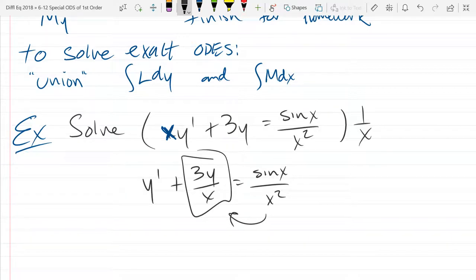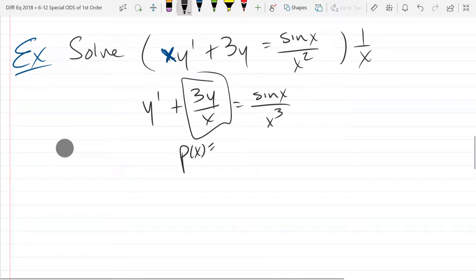Oh, X cubed. Making sure you're paying attention, that's good. All right, so what I just put a box around is P of X. So any questions about that right there? Super important.